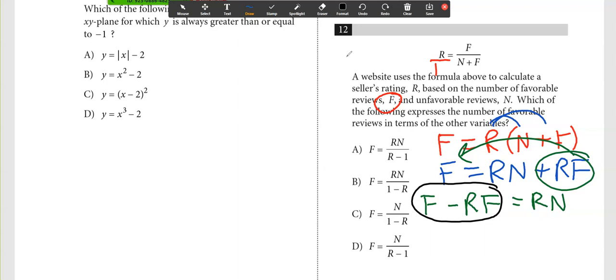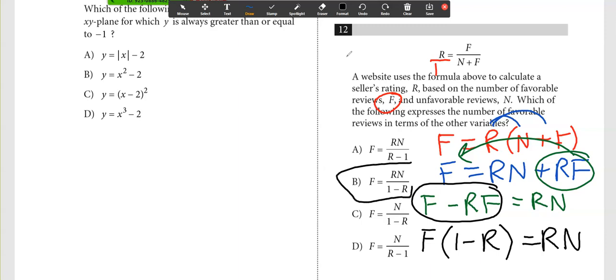What do they have in common? Can you factor out F? You can, and if you factor out an F, you get 1 minus R equals Rn. Now, out of your answer choices, A, B, C, or D, which one is solved correctly for F? B. Correct. B is the one.